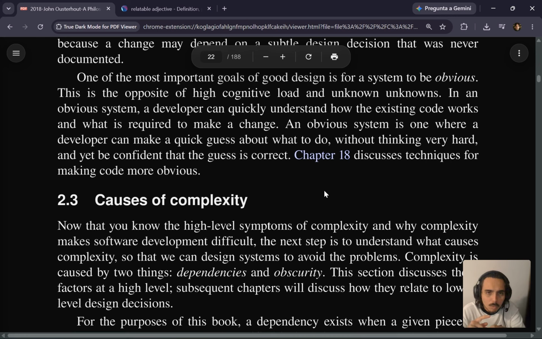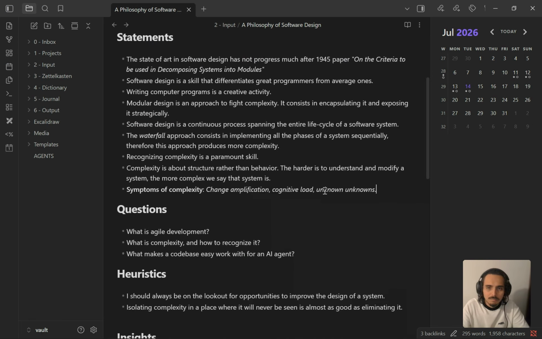Okay, one of the most important goals of good design is for a system to be obvious. This is the opposite of high cognitive load and unknown unknowns. In an obvious system, a developer can quickly understand how the existing code works and what is required to make a change. An obvious system is one where a developer can make a quick guess about what to do without thinking very hard, and yet be confident that the guess is correct. Okay, this is a statement.